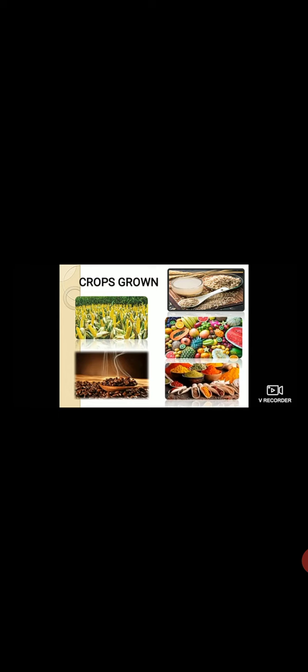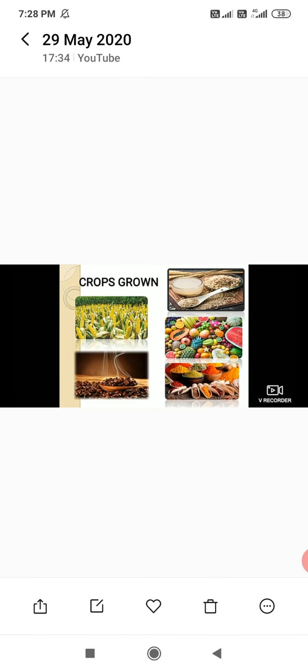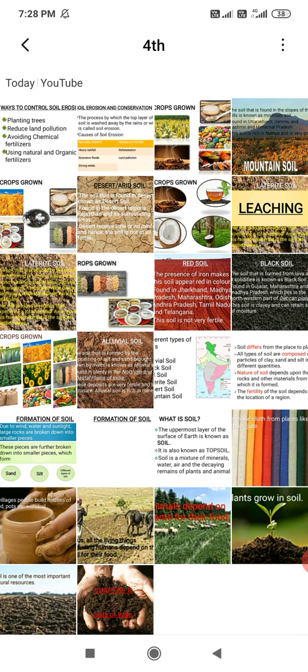So the different types of soils which are found in India are alluvial soil, black soil, red soil, laterite soil, desert soil and mountain soil.